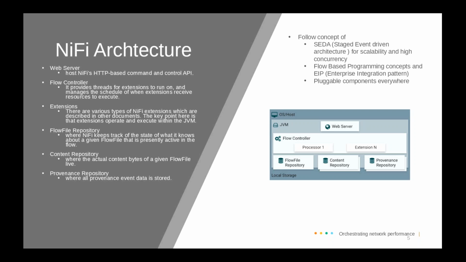Then we go with the real stuff. We have the flow controller. A flow controller will have processors and extensions. The idea is that each processor is connected to another processor with conditions. A processor can be connected to only one processor or to multiple processors. And then the flow file will follow these connections and stop on every processor to be processed, to be parsed.